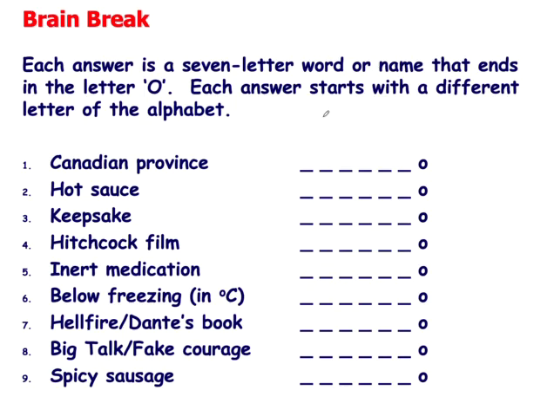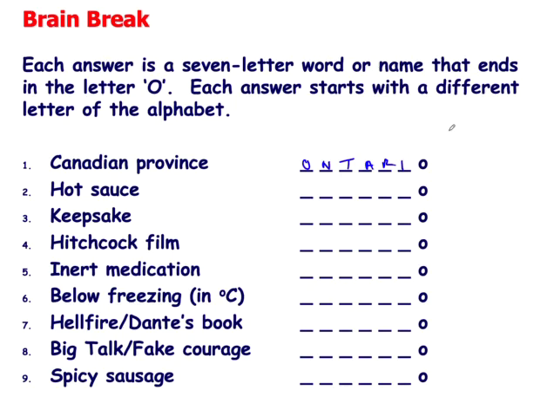Let me read this. Each answer is a 7-letter word or name that ends in the letter O. Each starts with a different letter of the alphabet. Canadian province. Ontario probably would work. Let me double check that one real quick. Yes. Okay. Hitchcock film. Psycho doesn't work. I know. Okay, see how many you can solve. Again, remember, this is a Mensa quiz.